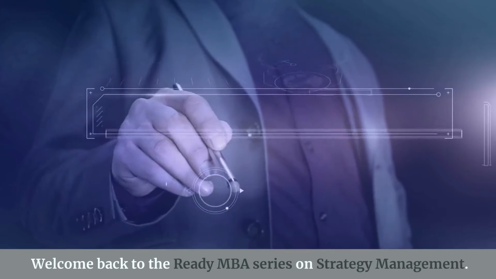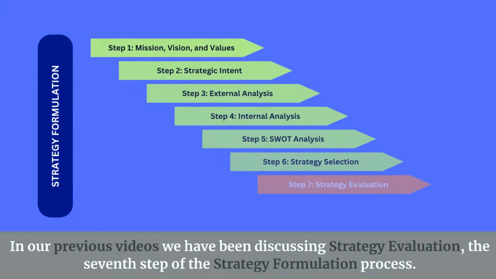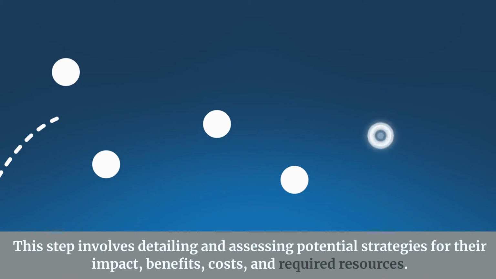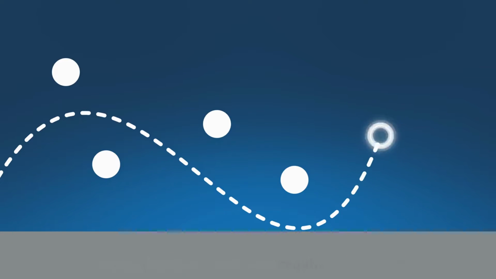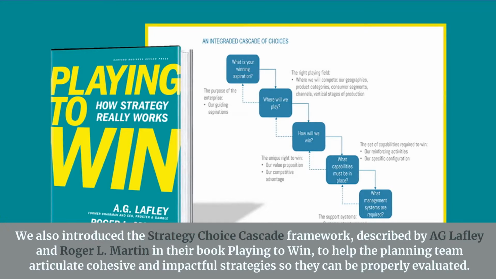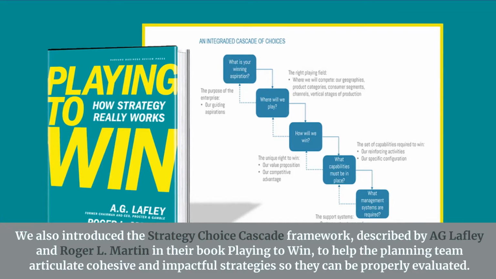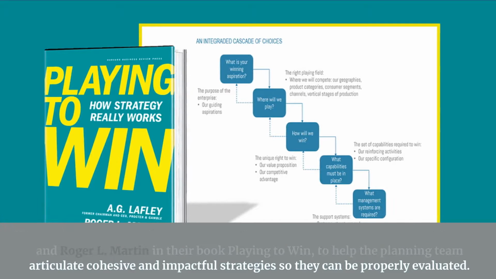Welcome back to the Ready MBA series on strategy management. In our previous videos we have been discussing strategy evaluation, the 7th step of the strategy formulation process. This step involves detailing and assessing potential strategies for their impact, benefits, costs, and required resources. We also introduced the strategy choice cascade framework, described by A.G. Lafley and Roger L. Martin in their book Playing to Win, to help the planning team articulate cohesive and impactful strategies so they can be properly evaluated.